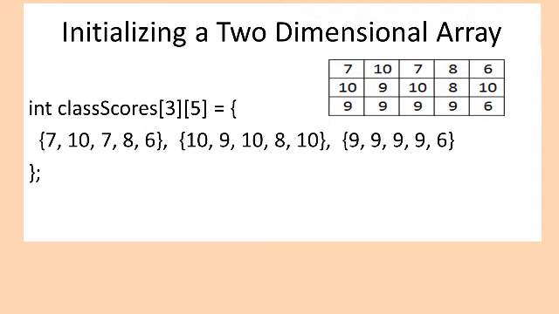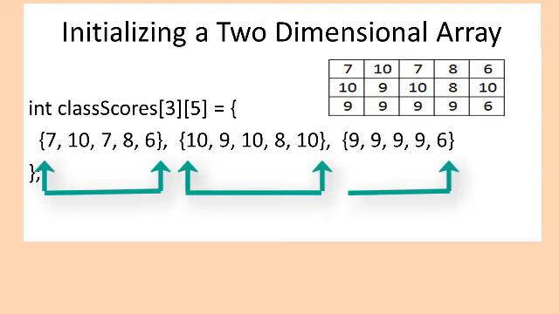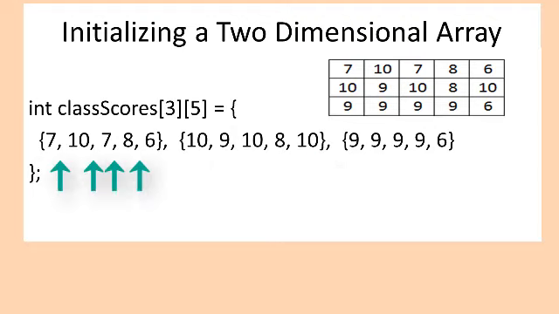Look closely at how the curly braces and commas are used when initializing a double-dimensional array. There is an open curly brace for the entire array, and then separate blocks of open-close curly braces for each row. Commas separate the individual data for each row, and a comma is placed after the curly brace for each internal row. The double-dimensional array is finished with a closed curly brace and a semicolon.